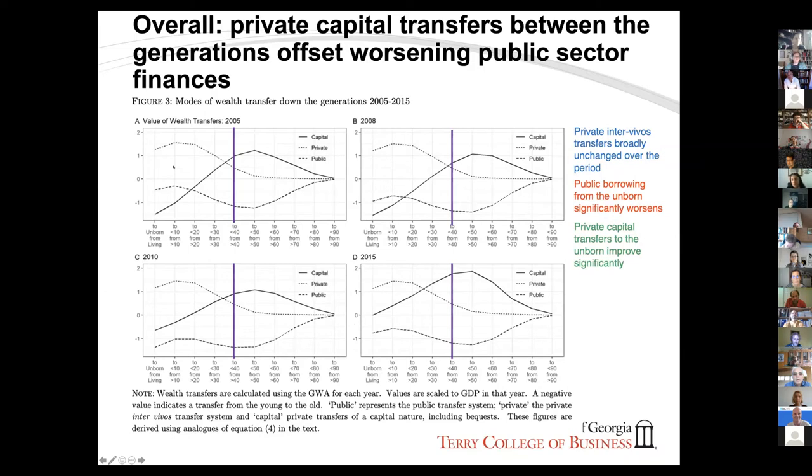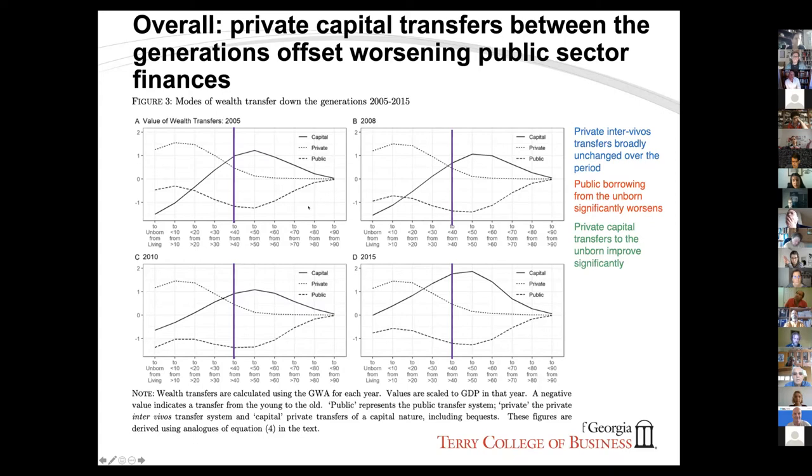The first thing to note from these graphs is that the value of private transfers remains very, very stable over the period. And so what we don't see is any impact of either the older people spending more on their kids as a result of the financial crisis or changes in household structure as a result of the financial crisis. Older kids moving back to stay with their parents, to the extent that it happened, it didn't really affect our private transfers terribly much. You can see that shape is remarkably consistent across the different periods.